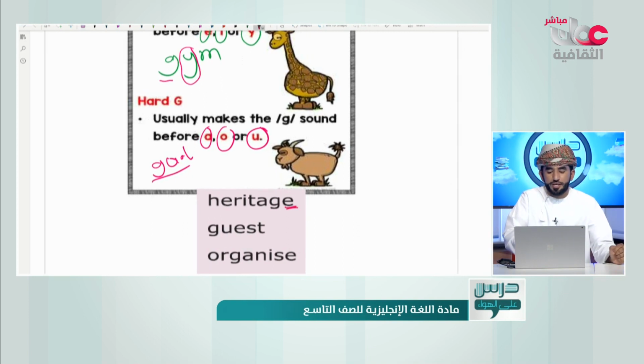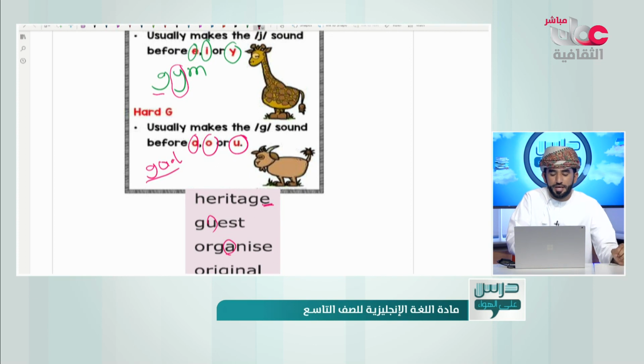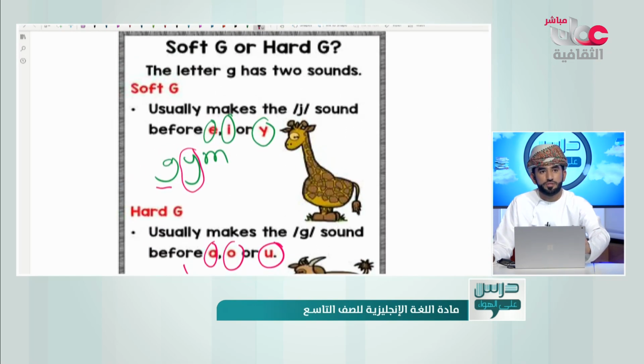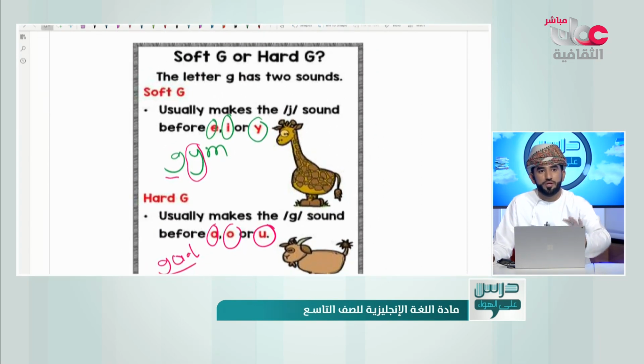Heritage, E. Guest, because U. Organize, A. And then you've got this one, original, I sound. Have you got it, the idea? Again, I'll zoom it a little bit so that you guys can write some notes down.